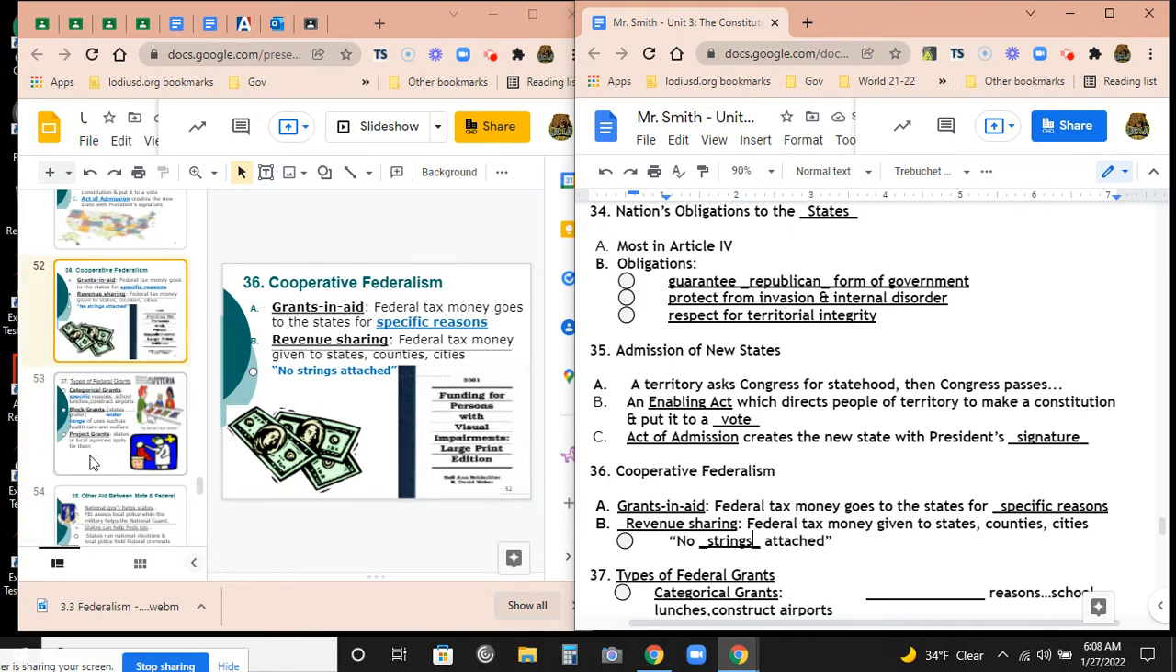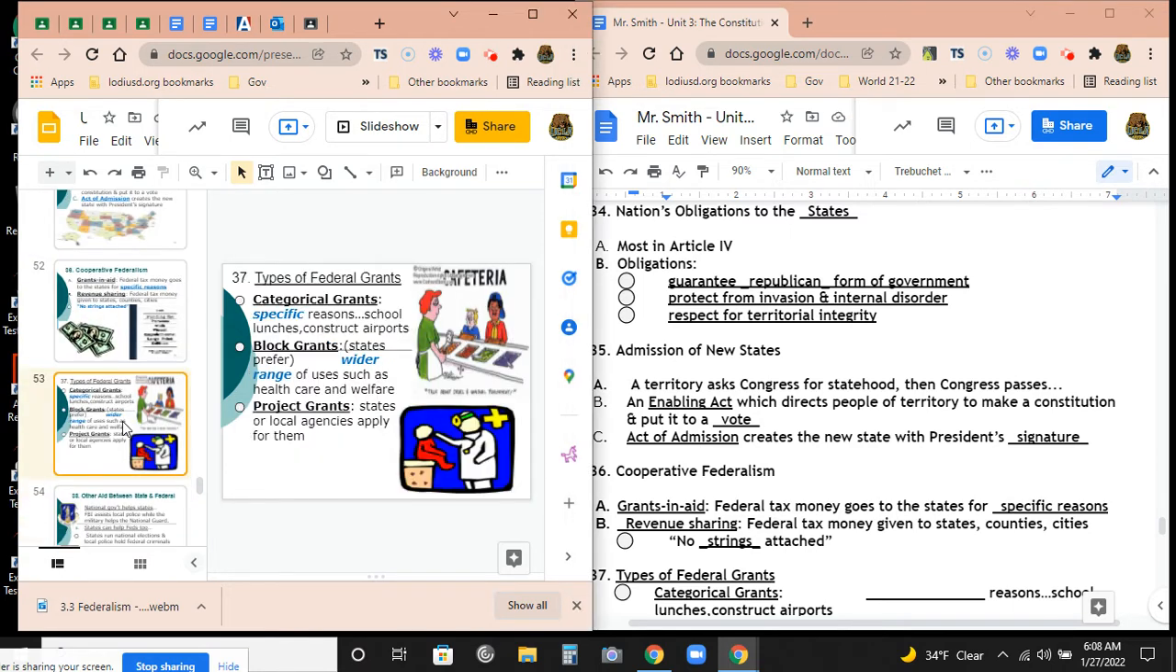Okay, what's next? Types of federal grants. Categorical grants, these are for specific reasons. Might be for school lunches, might be for building airports, maybe highways. It's really specific.